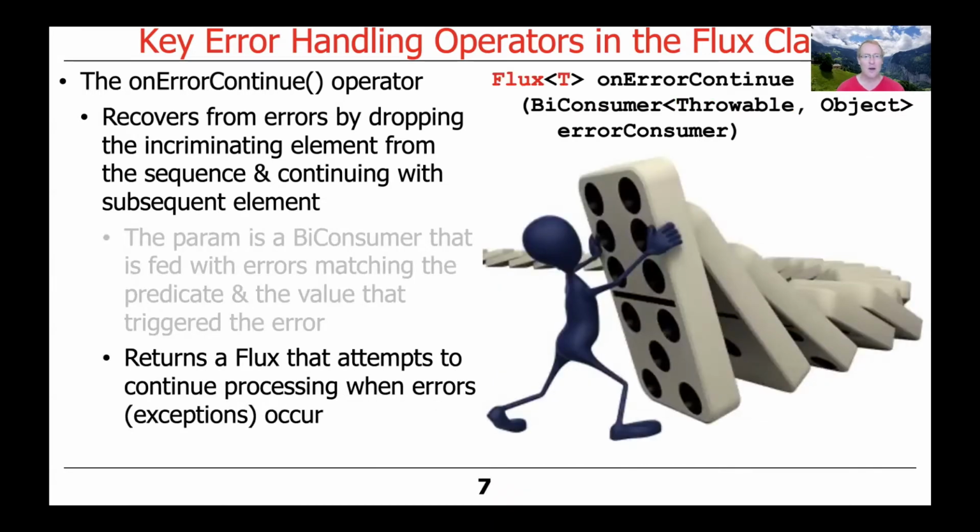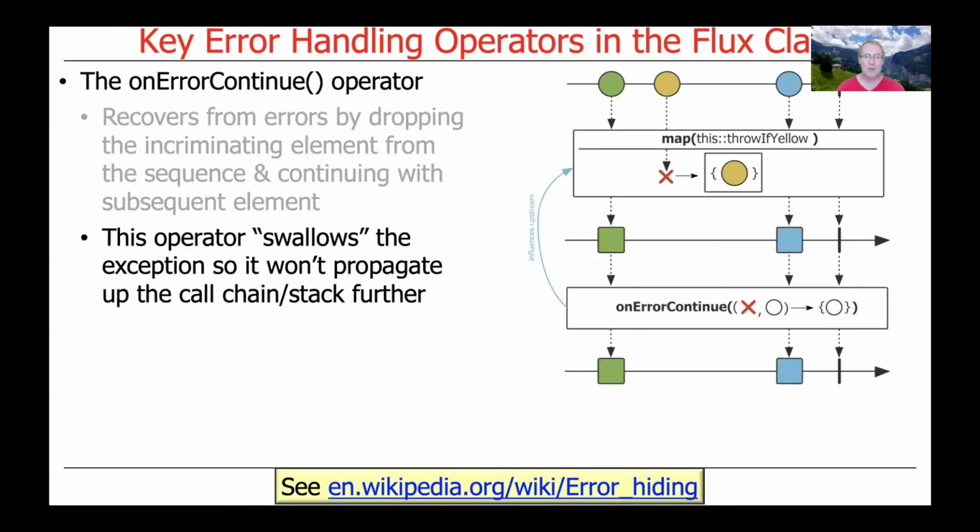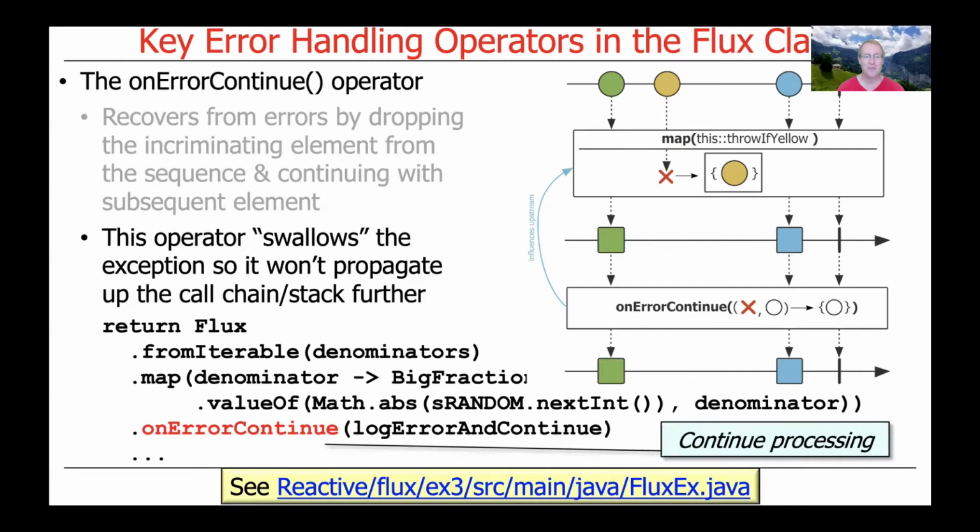The onErrorContinue operator returns a Flux that attempts to continue processing when errors or exceptions occur. This operator swallows the exception so it doesn't propagate further up the call chain or the call stack. This is a concept known as error hiding, which has pros and cons, as you can imagine.